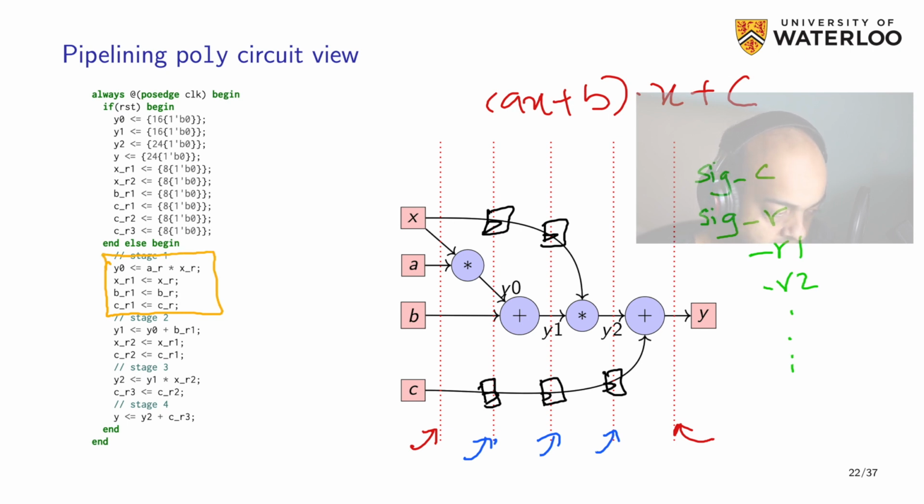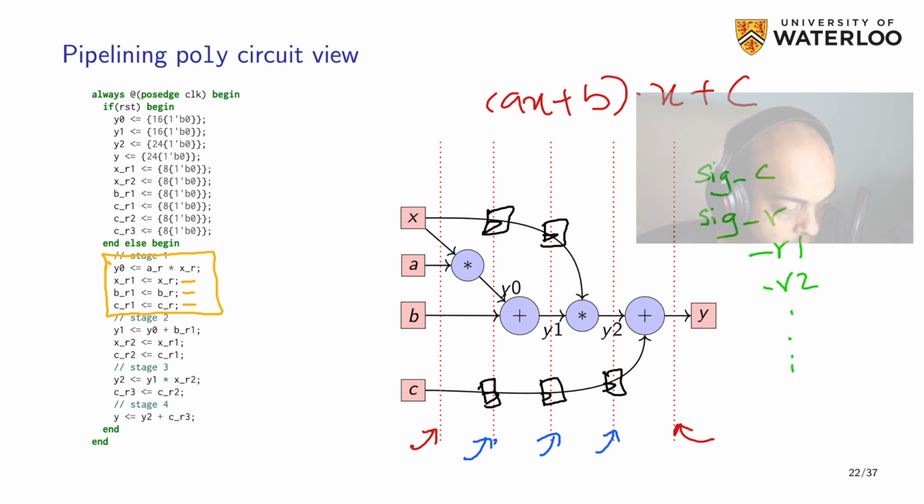Notice I am using A underscore R and X underscore R, which have been registered in a separate always block when things come in. And these input signals are further pipelined one more time. So notice that I am pipelining X, B, and C one more time to create the R1 versions of those signals. So what does this mean in the hardware picture, right?